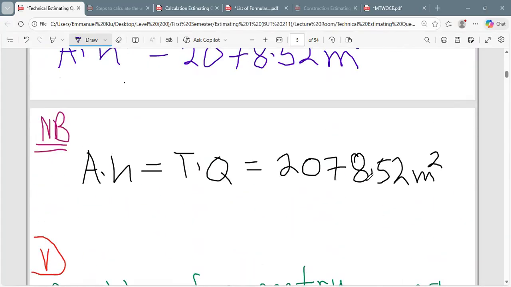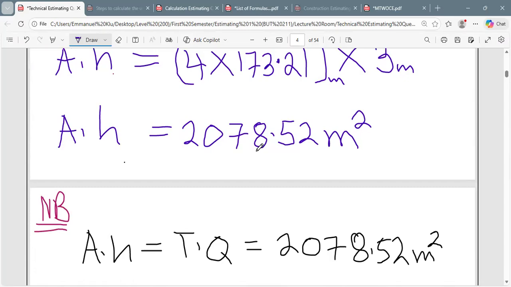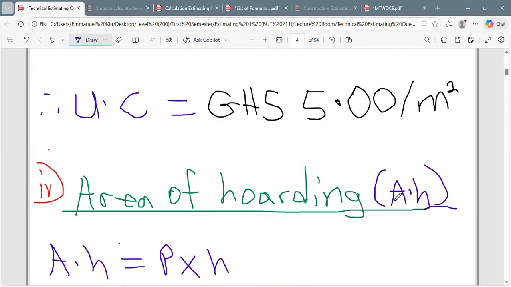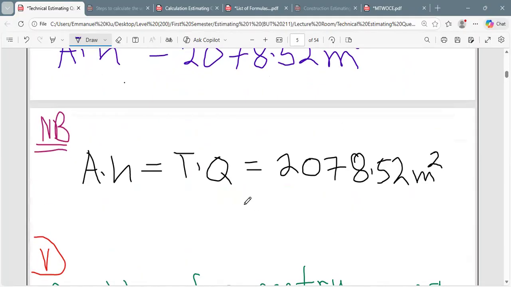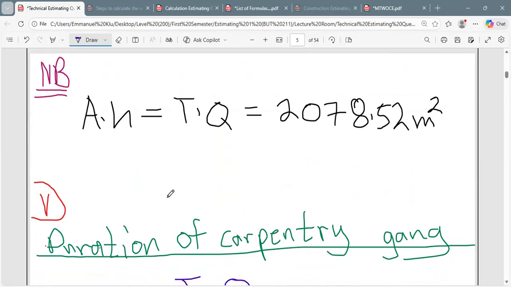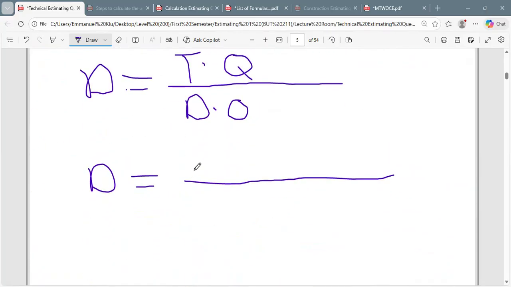Now we can say that our duration is equal to... which total quantity are we going to be using? It is this one. That is the total quantity of the area of holding that they are going to be doing. Okay, now we are done with the area of holding, so you have to make your focus come to here. Anytime you are done calculating for the area of holding, you have to know that the total quantity has now changed. So that is the total quantity for the area of holding, and we have to maintain that value over here, 207.8.52.